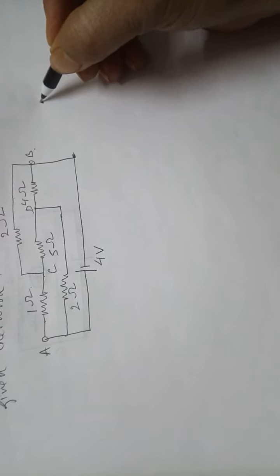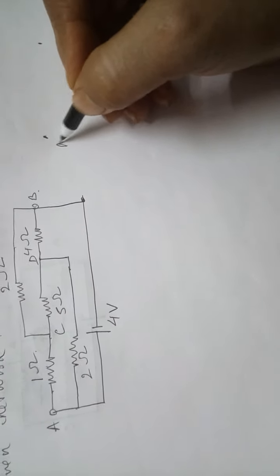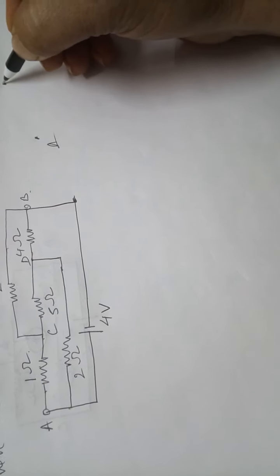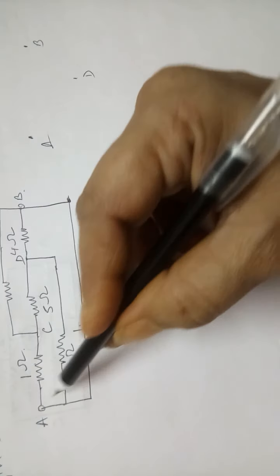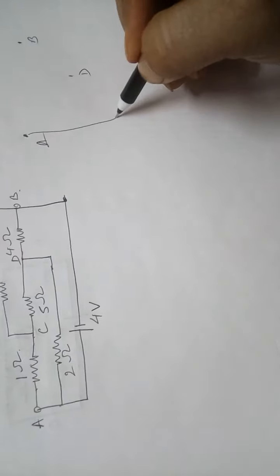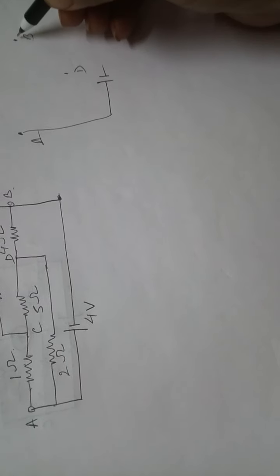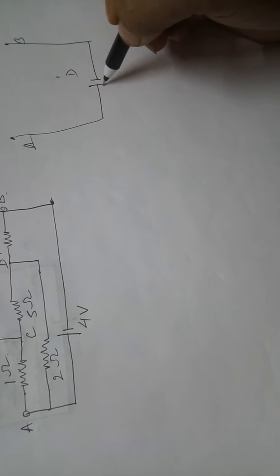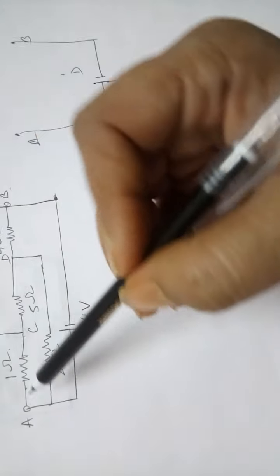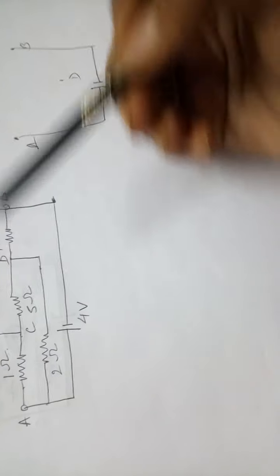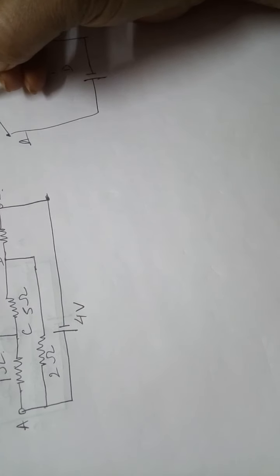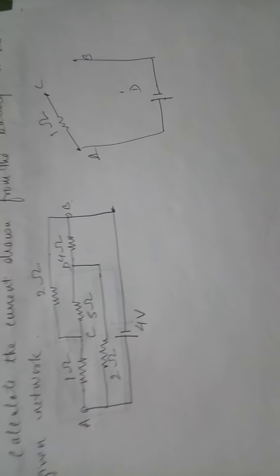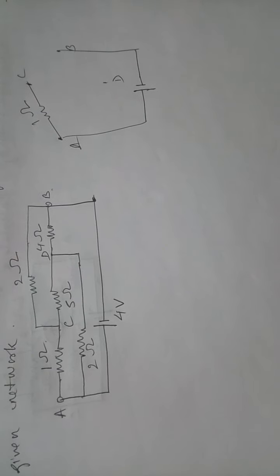Now we'll take 2 points, here A and here B. These are the 2 points, and we'll take up C point here and D point here. And we know that externally the battery is connected between A and B. This is given. Now let us check the resistances. Between A and C we have 1 ohm. So between A and C we'll write 1 ohm. We are making a simpler version of this circuit.